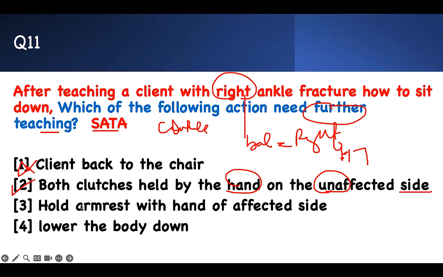Needs further teaching. Hold armrest with the hand of the affected side. No, the affected side is weak. If you hold the armrest with that side, you're going to put your weight on that side. You should hold the armrest with the unaffected side. That is why number 2 is wrong, because if you give the crutches to the affected side, and then you use the unaffected arm to push on the armrest to support you. So this one is wrong. And lower your body down, that's right. So 2 and 3 need further teaching.